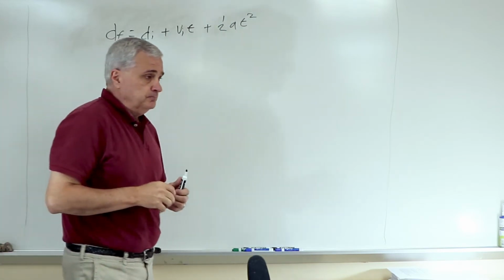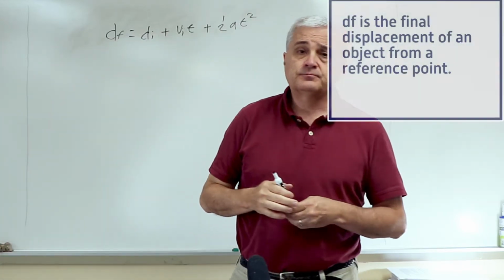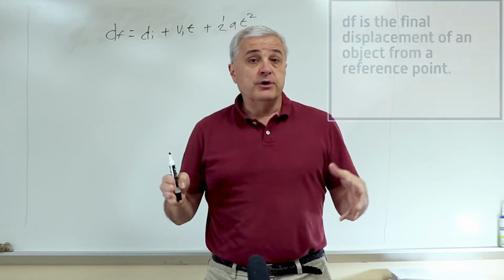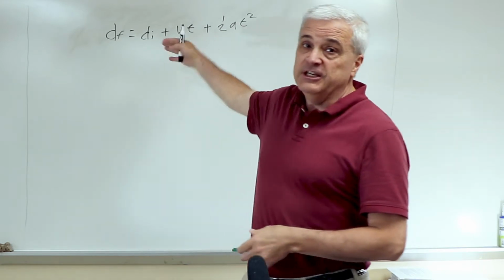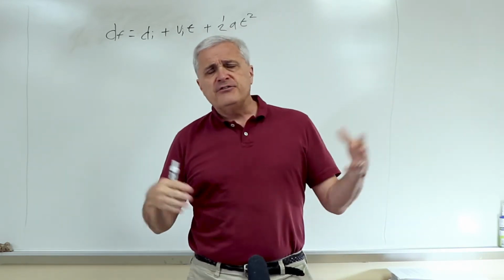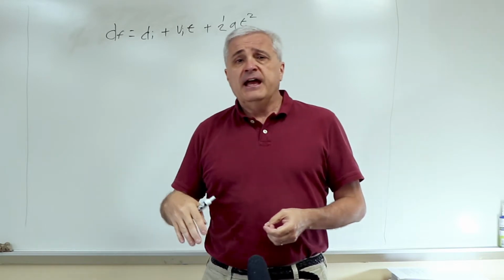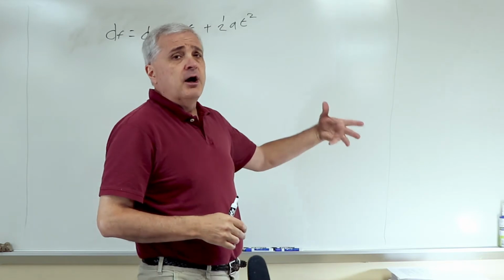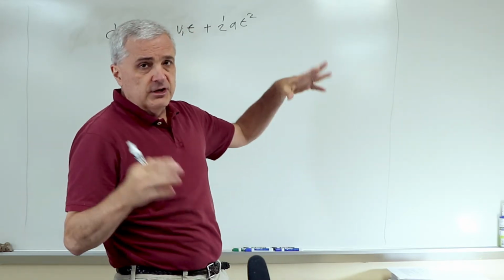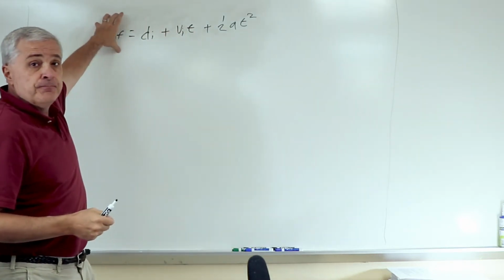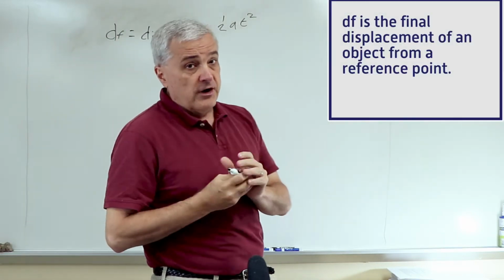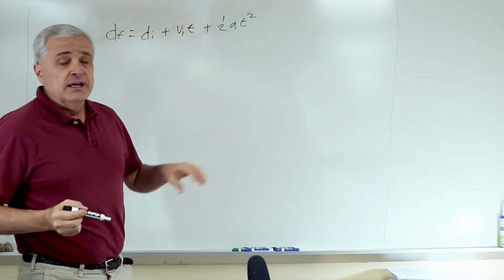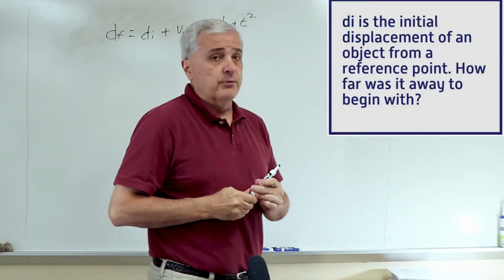Let's break it down. What is d sub f? D sub f is how far something is from a reference point at the end of whatever the t is. So how far is a satellite from the space station after 5 minutes, or how far is a ball rolling, or a track runner, from the starting line? D sub f is how far something is from the reference point. D sub i is how far did it start from the reference point.